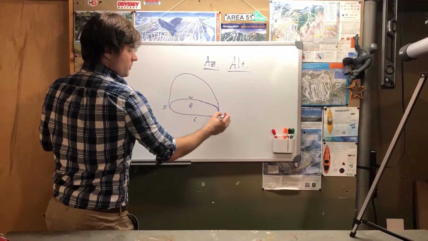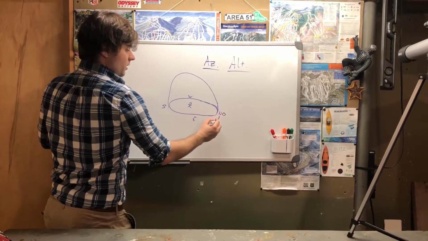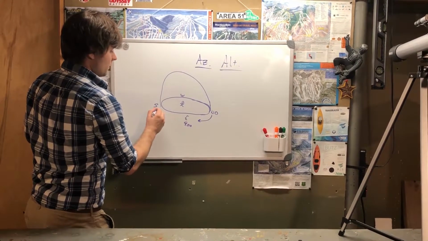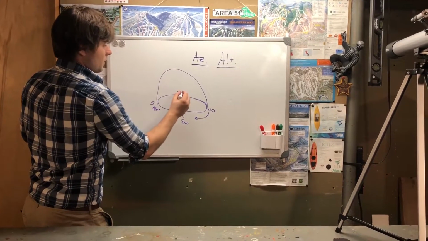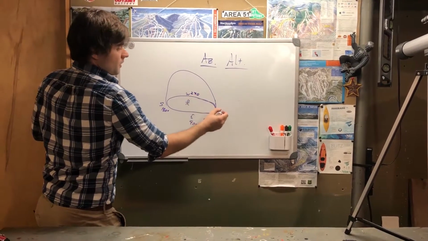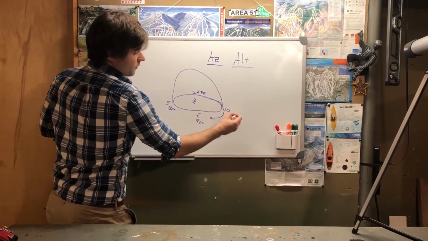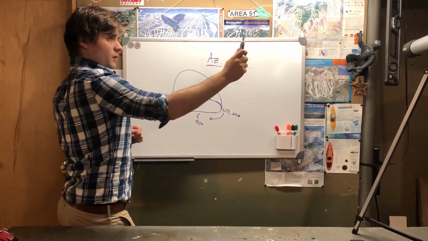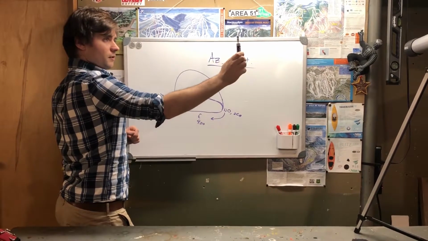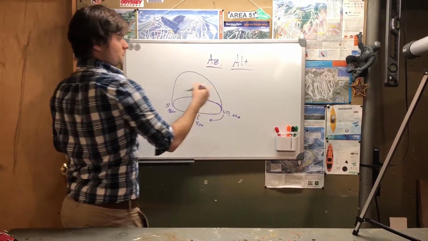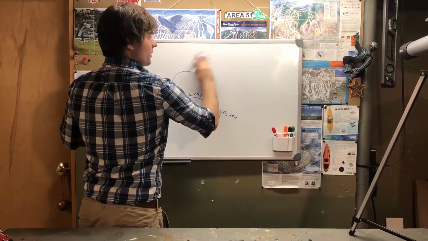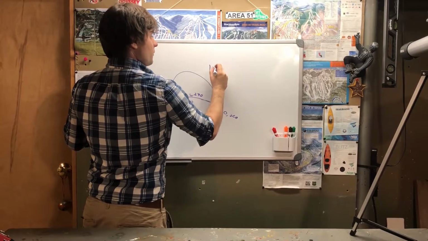Azimuth starts at north, 0 degrees, and goes around clockwise. 90 degrees at east, 180 degrees south, 270 at west, and 360 or 0 at north again. All right, so basically it just starts at north, goes all the way around, comes back to north. So let's look for Mars, let's say. So let's erase this real fast, and let's look for Mars.